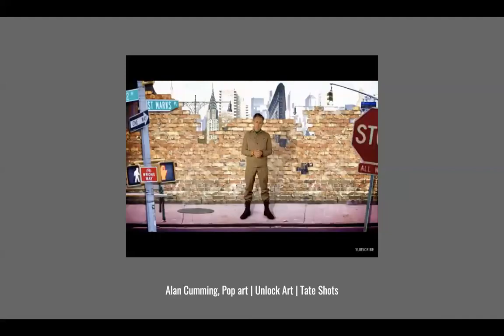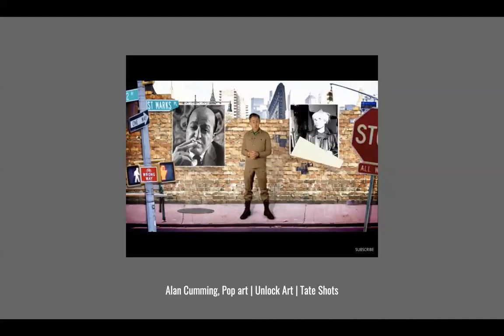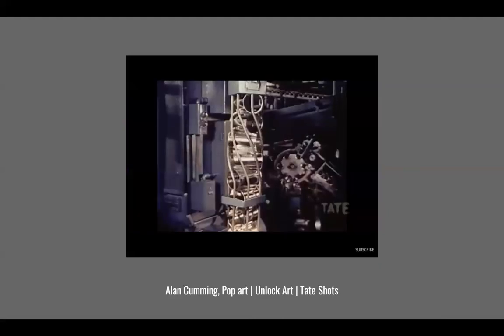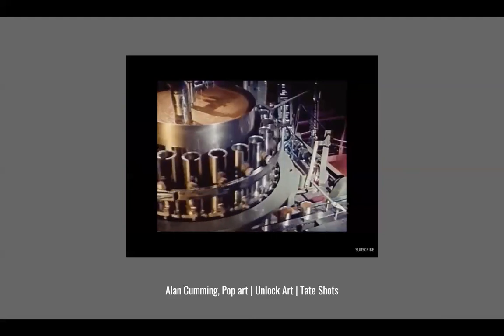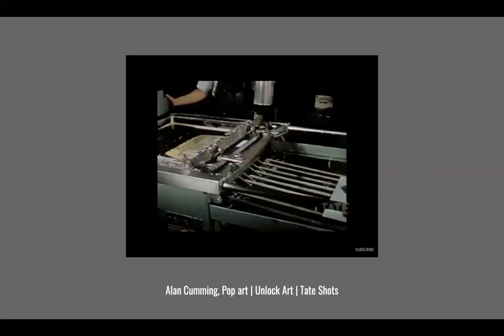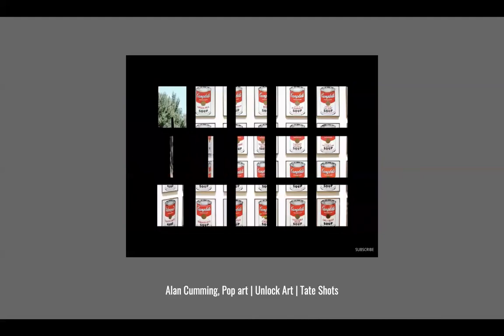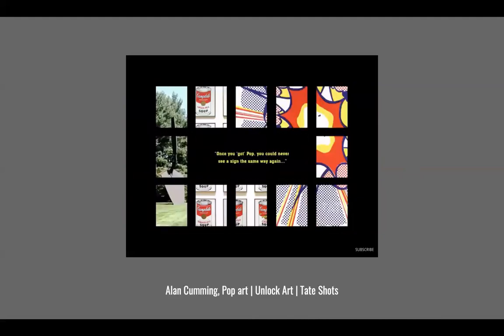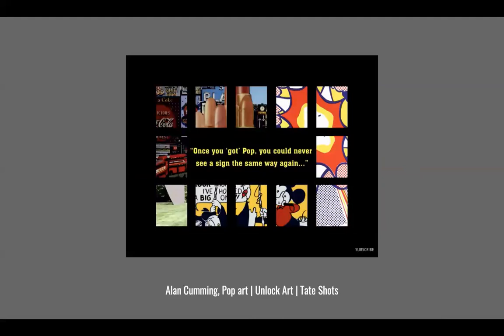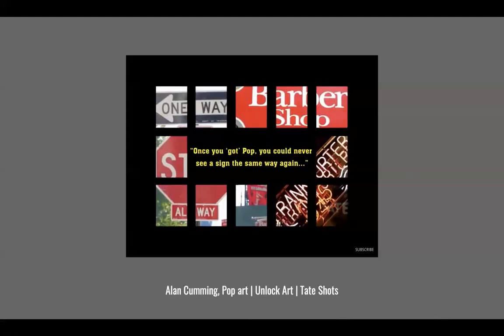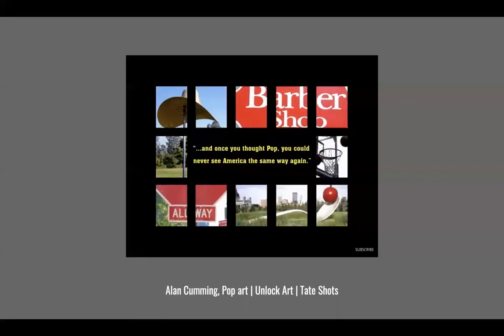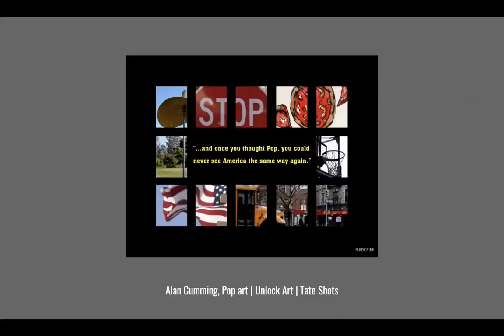Not everyone liked pop art. The art historian Clement Greenberg said it was superficial. Andy Warhol agreed and responded by saying he was a deeply superficial person. In fact, pop had found new subject matter in mass production and had developed new ways of presenting it, like comic strips and screen prints. As Andy Warhol explained, once you got pop, you could never see a sign the same way again. And once you thought pop, you could never see America the same way again.